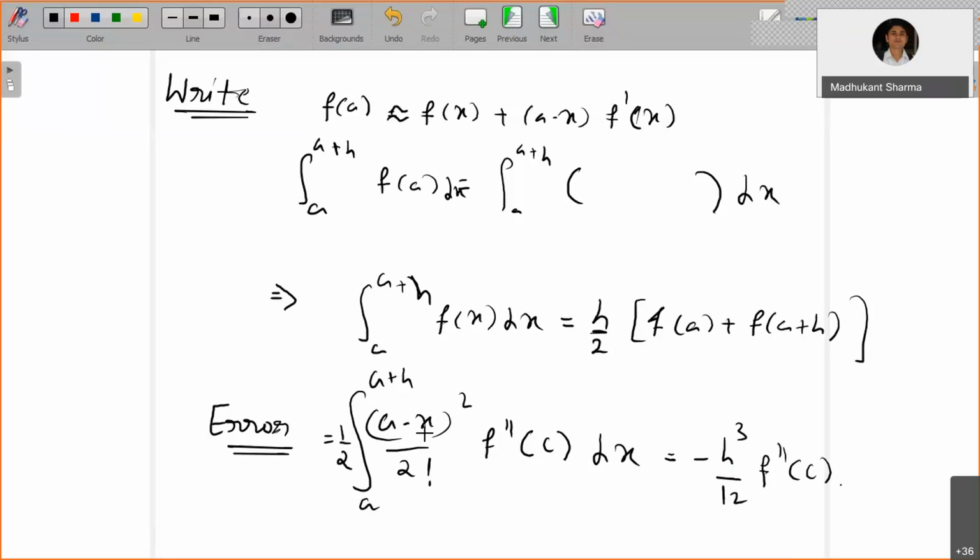Now a to a plus h, then a plus h to a plus 2h, and so on till b. You can divide and sum up all the error. So this must be part of your project. There you have to write all these details. You can explore it through Google as well.